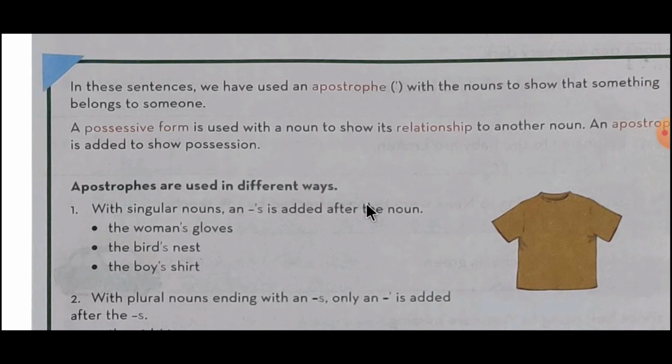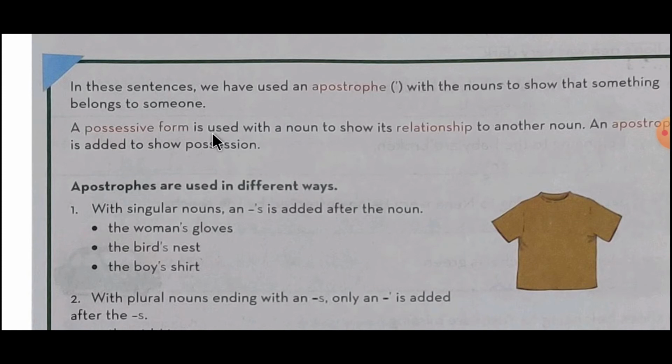Students, here we have a few examples, and the kind of detailed information that we have already completed in the previous few minutes. In these sentences, we have used an apostrophe, the sign, with the nouns to show that something belongs to someone. Yes, something belongs to someone, मतलब किसी का कुछ है, मालिकाना हक है.